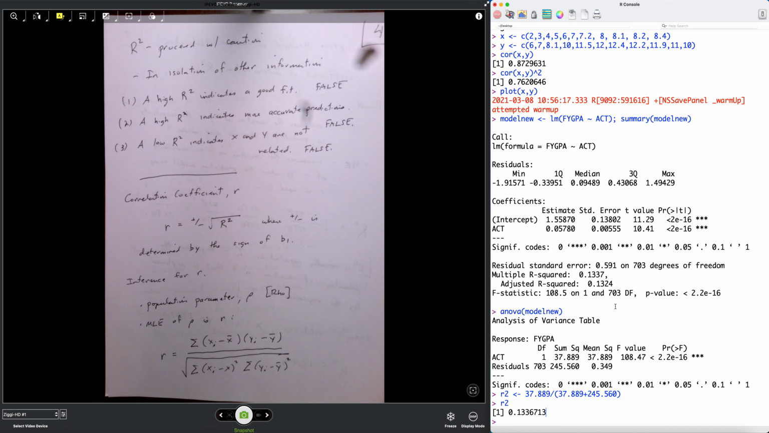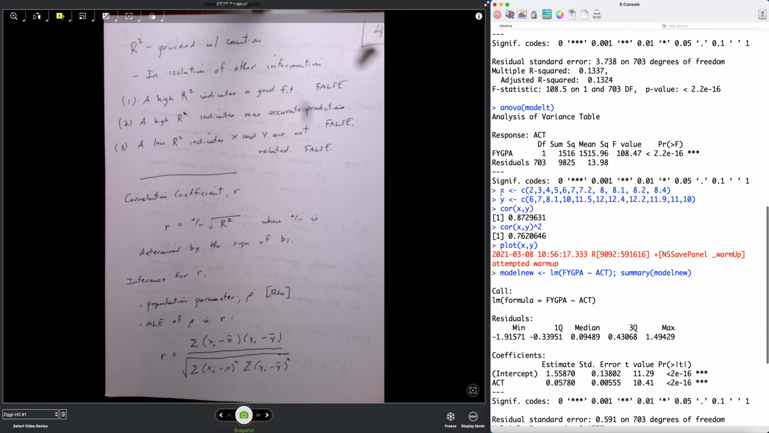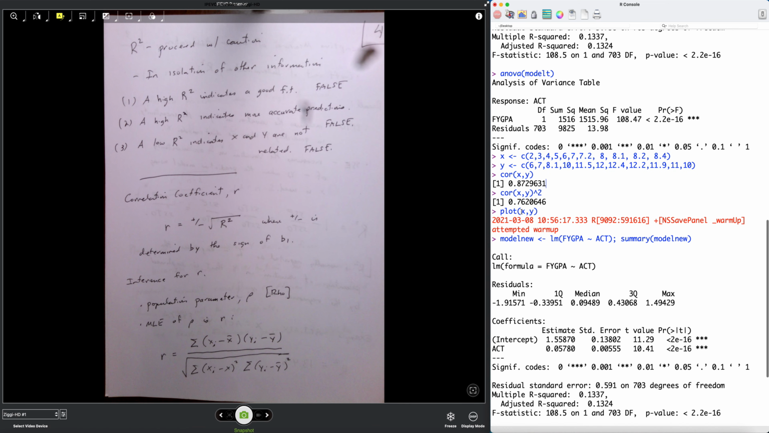Now, I want to talk about the first one. What I did is I just created a data set up here. I just called them X and Y. All right, so plug that in. You can see the correlation is 0.87, and that the R squared is 76.2%. So 76.2% of the variation in Y is explained by small changes in X, or the regression on X.